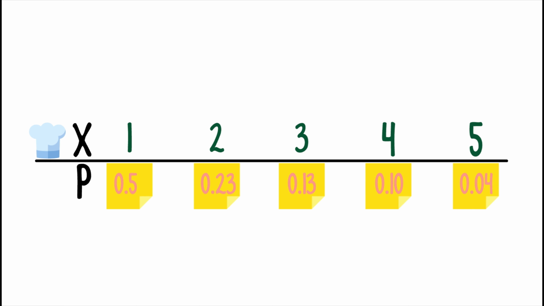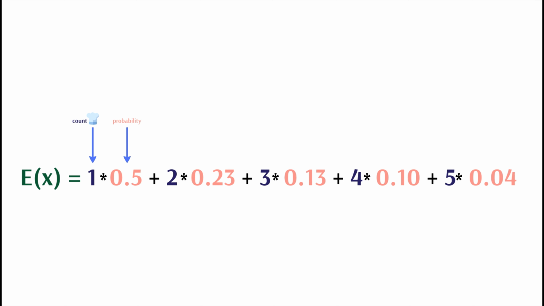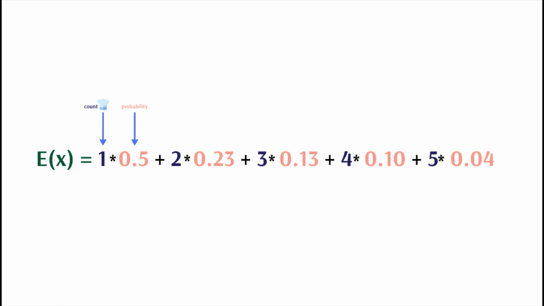Since we have the individual values and their underlying probabilities, we can now easily calculate the expected value. Plugging the values into the formula, we get expected value equals 1 for 1 cooking lesson times 0.5 for the underlying probability of 50%, plus 2 for the number of 2 cooking lessons times 0.23 for the probability of 23%, plus 3 for the number of 3 cooking lessons times 0.13 for the probability of 13%, plus 4 for 4 cooking lessons times 0.1 for the probability of 10%, and finally, plus 5 for 5 cooking lessons times 0.04 for the underlying probability of 4%. The expected value is therefore 1.95.